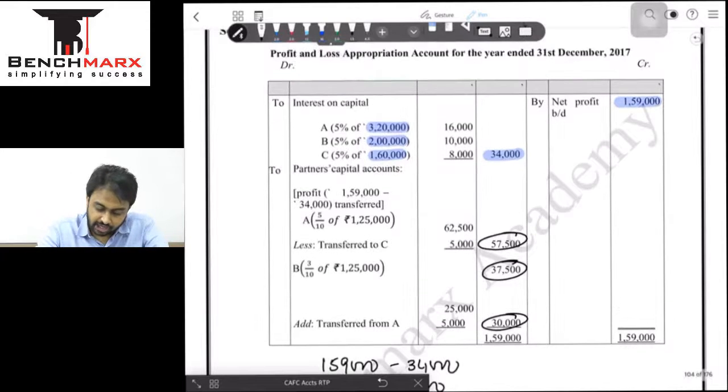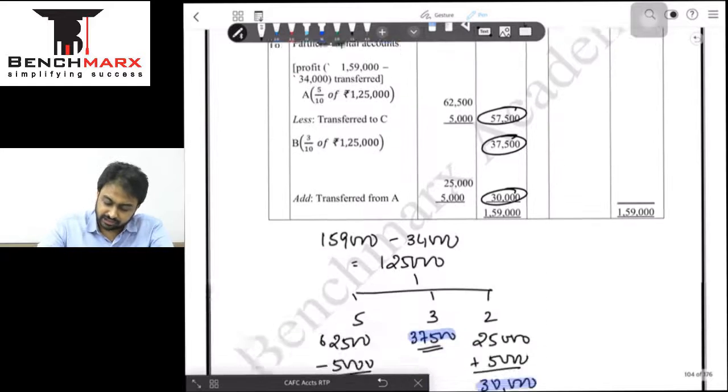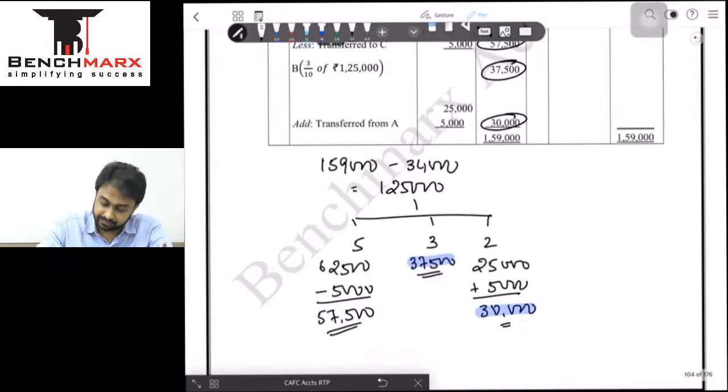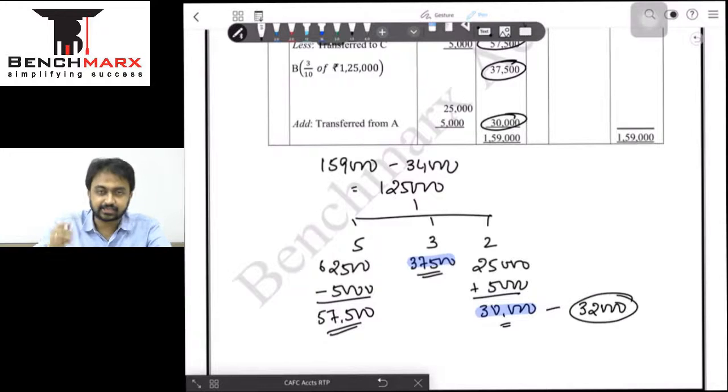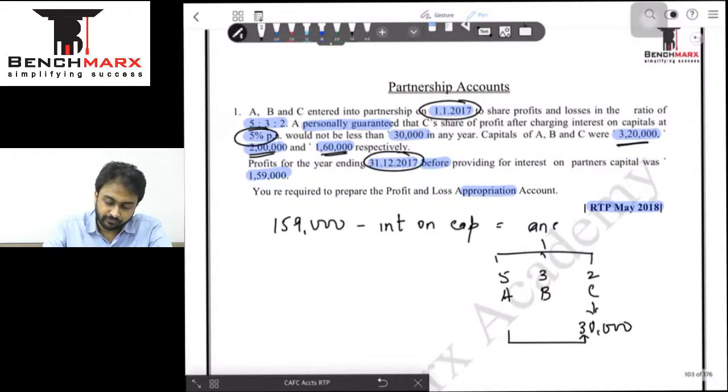This is how we solve questions of minimum guarantee. Now just something extra: if I'm telling you, if the share in profits would have been say 32,000, then in that case he would have been given 32,000 and not 30,000. So 30,000 or share in profits, whichever is higher. This is our question number 1 on minimum profit and the profit and loss appropriation account.